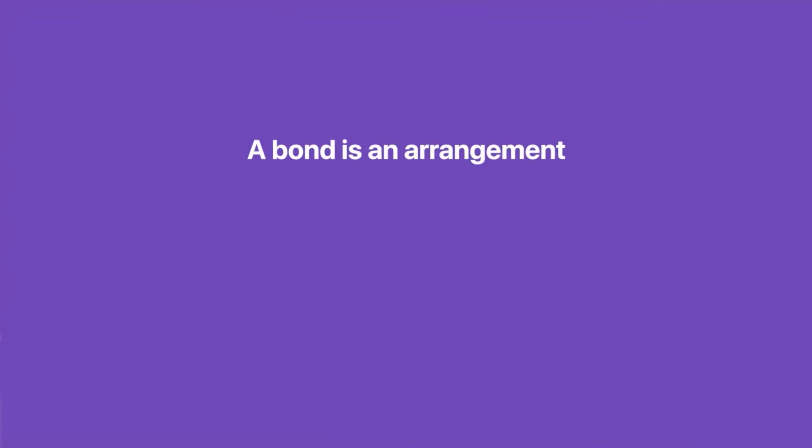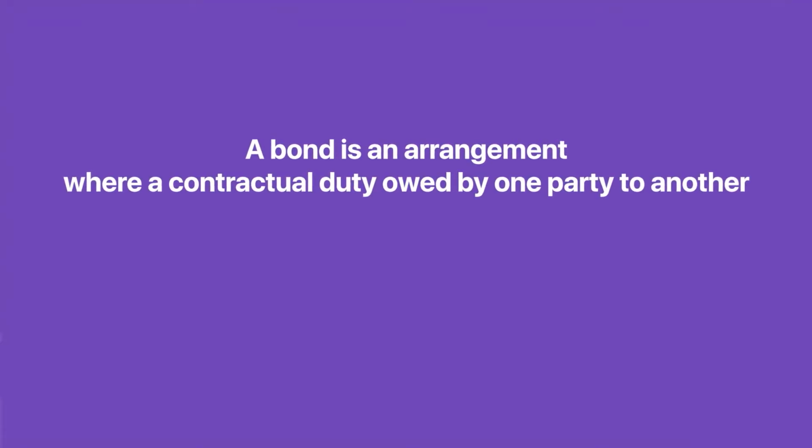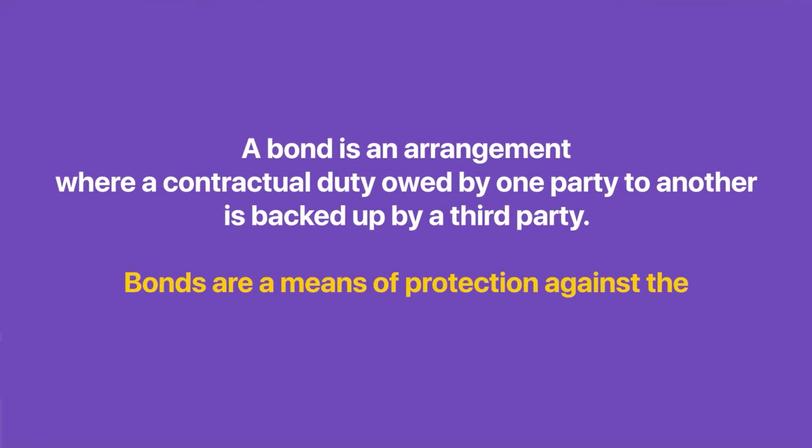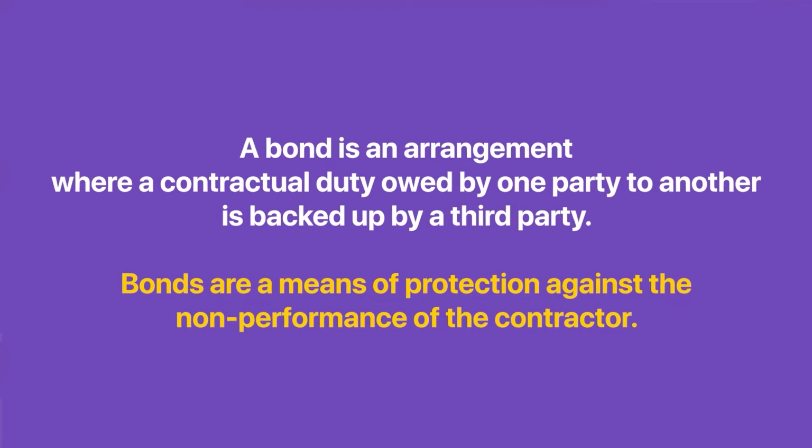A bond is an arrangement where a contractual duty owed by one party to another is backed up by a third party. Bonds are a means of protection against the non-performance of the contractor. They are an undertaking by a bondsman or surety to make a payment to the client in the event of non-performance of the contractor. And if you did not know what a bondsman is, they are someone who assumes the responsibility of a bond, and the bondsman could be a professional agent, possibly acting for an insurance company.